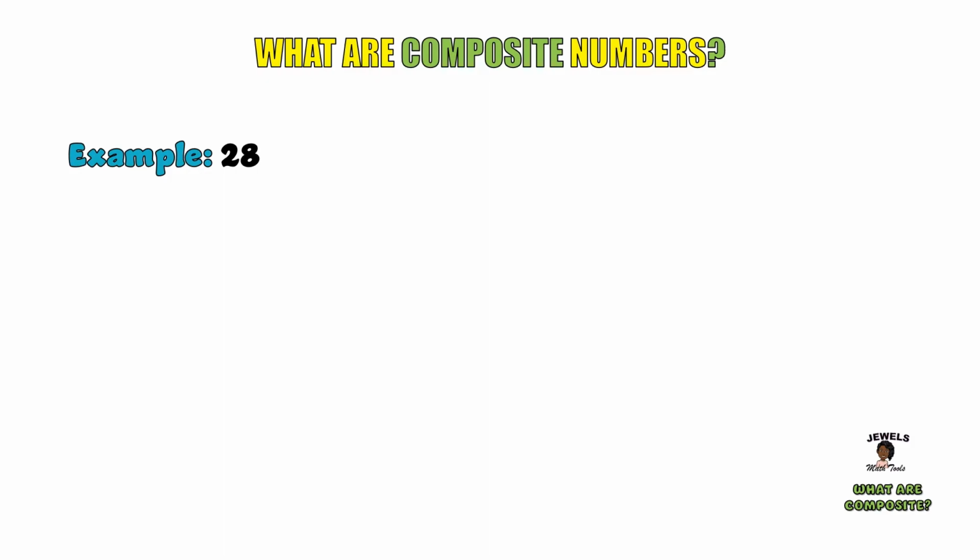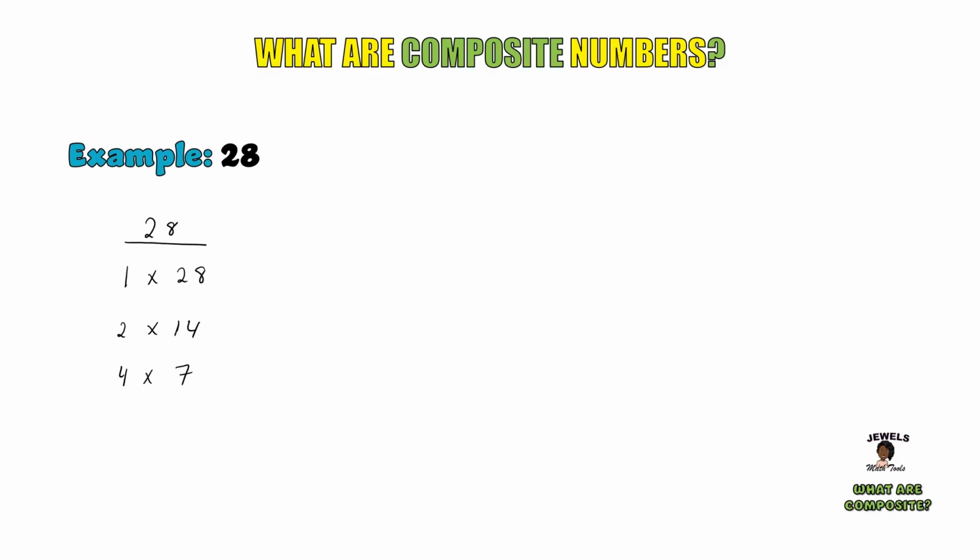So let's look at an example with 28 and how we can discover whether this number is a composite number or not. So remember that whenever you are listing the factors of a number, you're thinking essentially about the different ways that you can multiply to get that number. Now with 28, we know that we can multiply 1 times 28. We can also multiply 2 times 14. And the one that most of you probably know is 4 times 7.